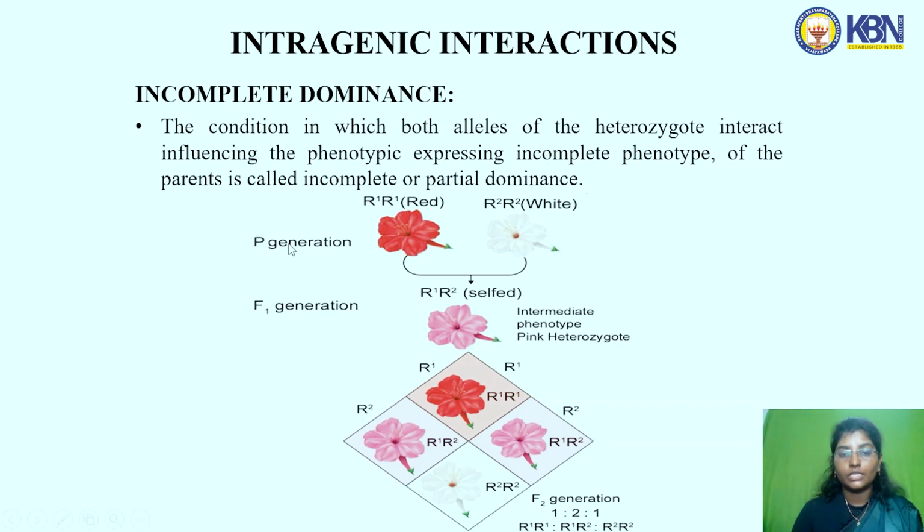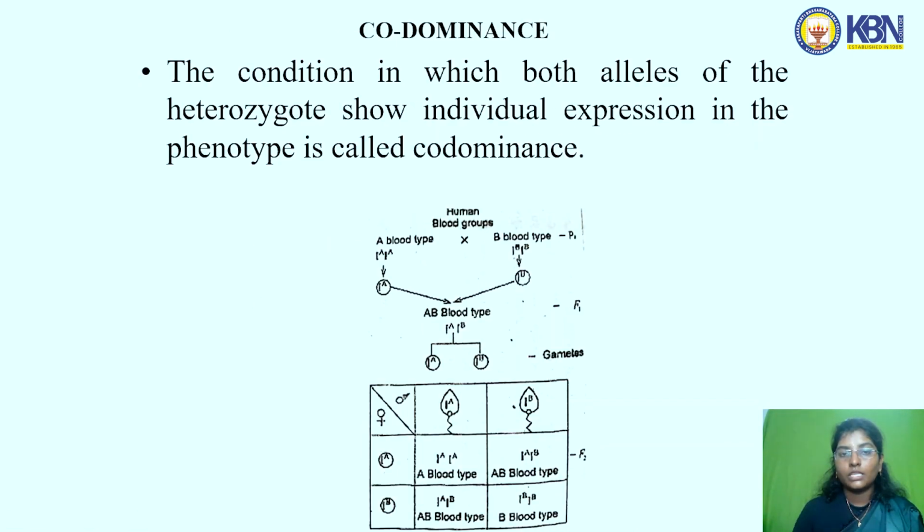Here we can observe that this is the parent generation, this is the red flower and this is the white flower. When these are crossed, in the F1 generation, in their first offspring, we have observed that pink color has been found. The red color is not completely dominant, neither is the white color. They both crossed, and we observed that we got a pink flower. Then next, in the F2 generation, we can observe one red flower, two pink flowers and one white flower. This is incomplete dominance.